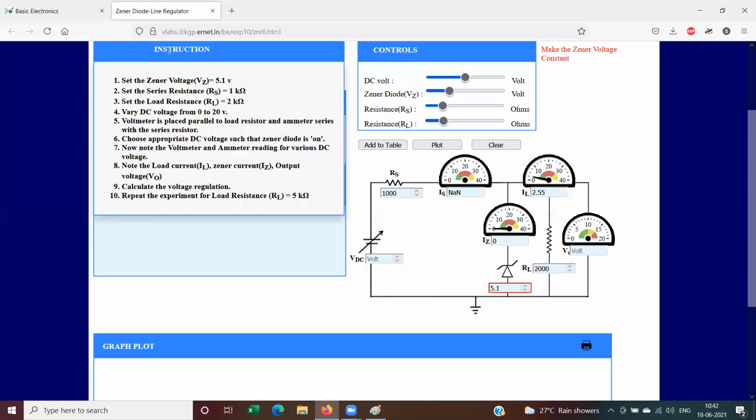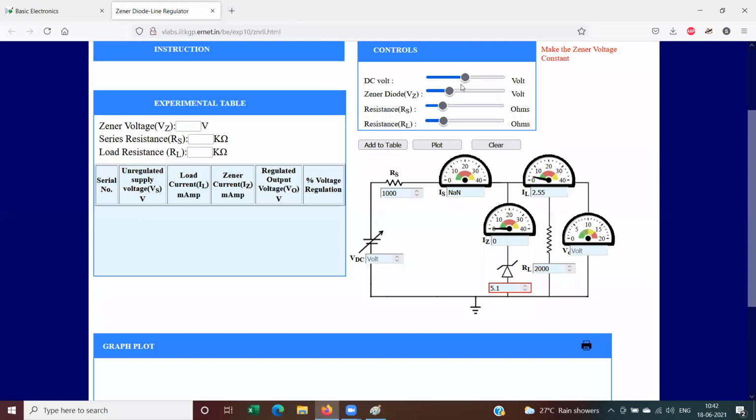Step 4: vary DC voltage from 0 volt to 20 volt. Okay, let us do that. DC voltage can vary through this. So make it 0 volt. And then note the readings of this ammeter and voltmeter.